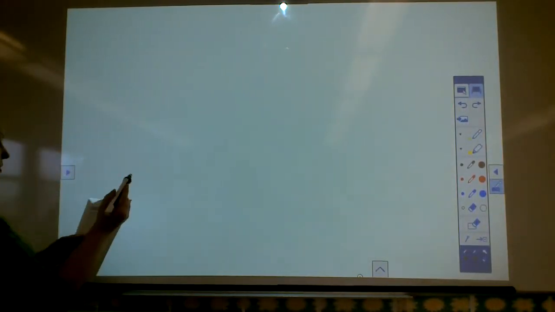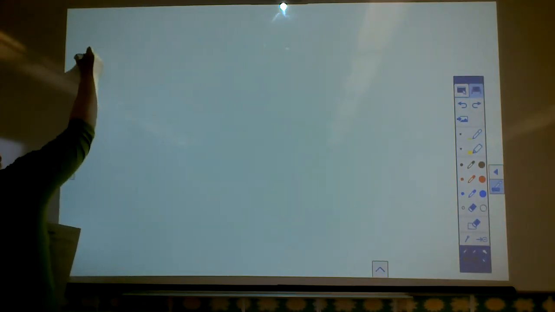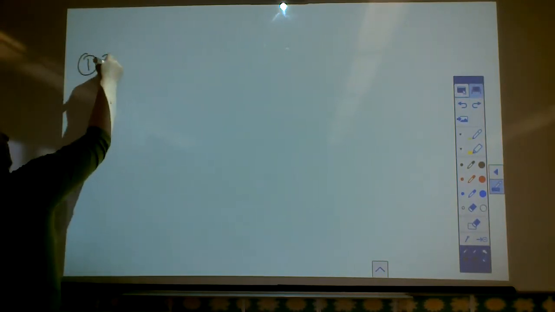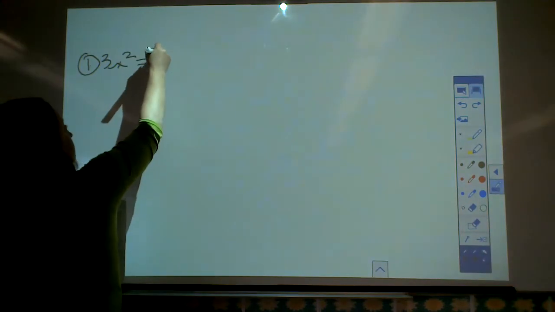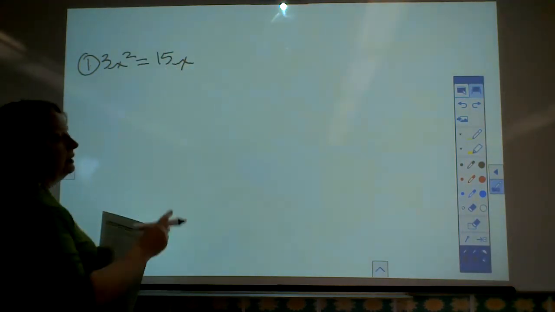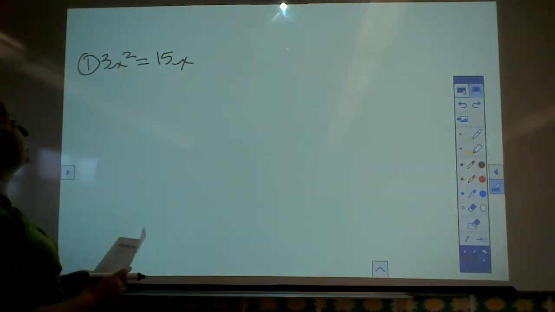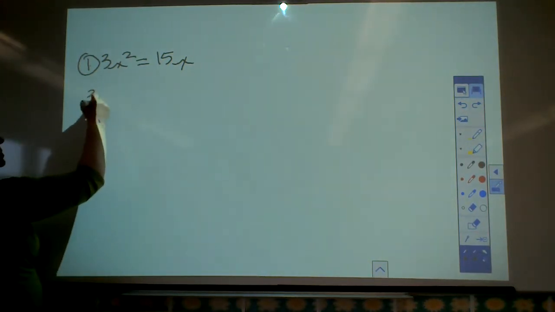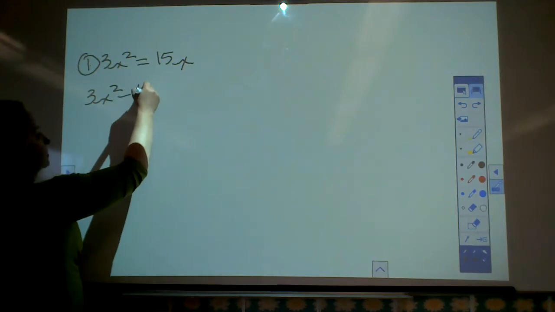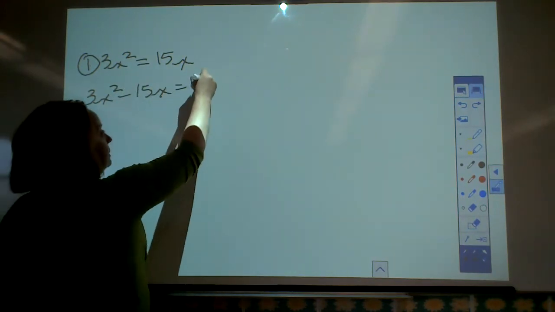And we're just going to review it a little bit. So the first one we're going to look at is 3x squared is equal to 15x. And we want to set it equal to 0, so we're going to move everything over to the left side. So 3x squared minus 15x is equal to 0.